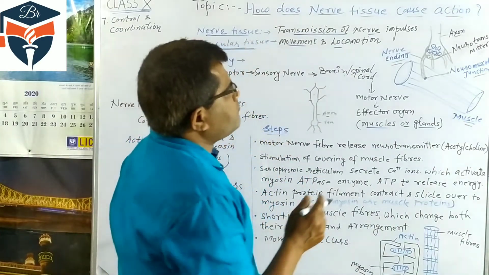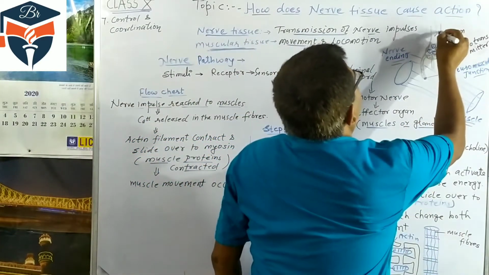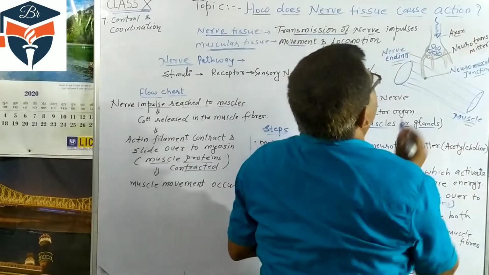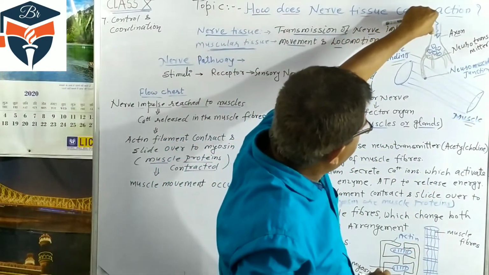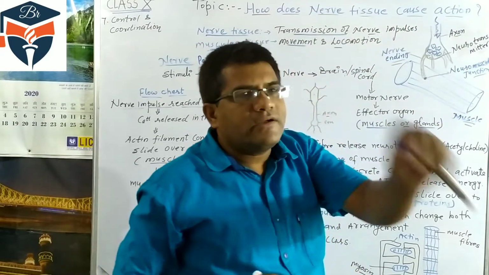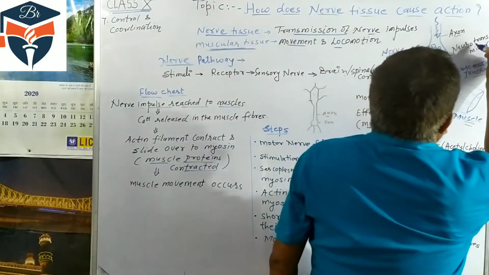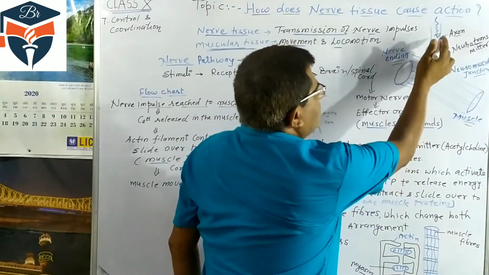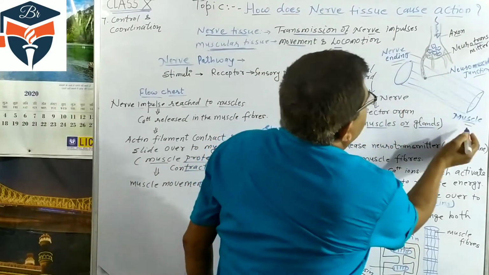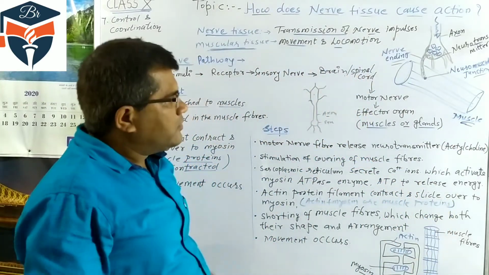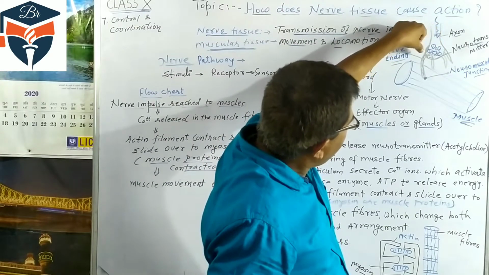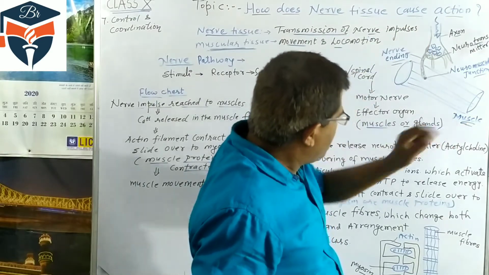Now students, when a nerve impulse comes in the neuron, coming along the axon and reaching here, there are some sac-like structures, and these contain acetylcholine, which is called the neurotransmitter. The neurotransmitter is released here, and through the nerve ending it reaches the muscle. So this is the basic structure.